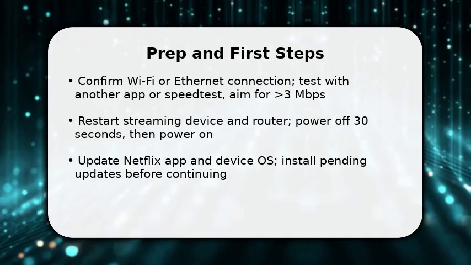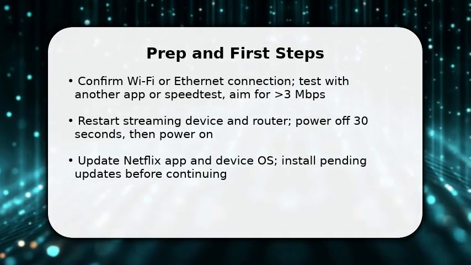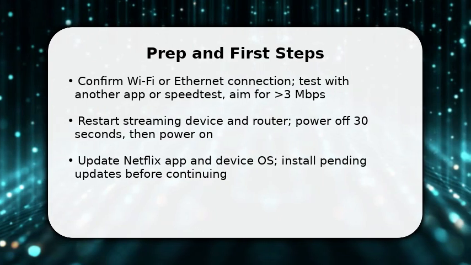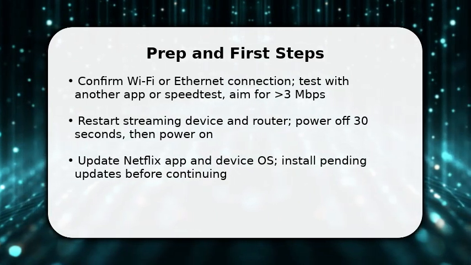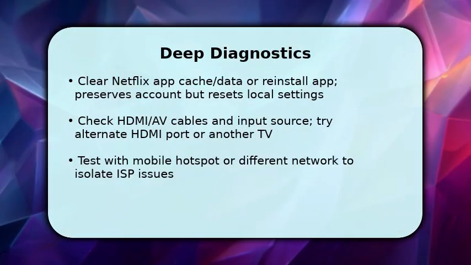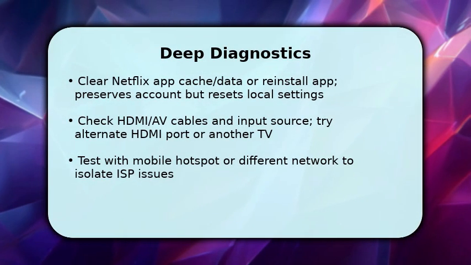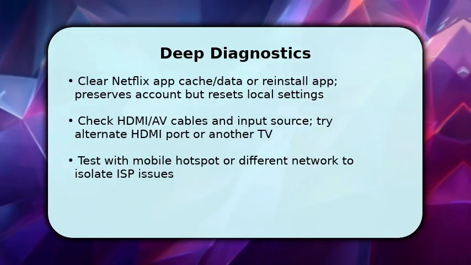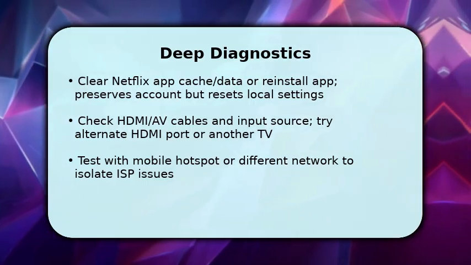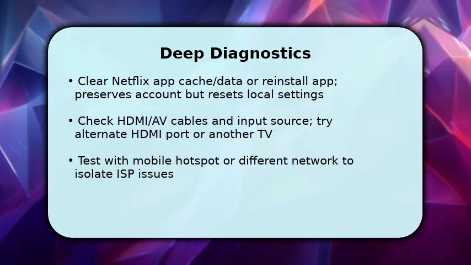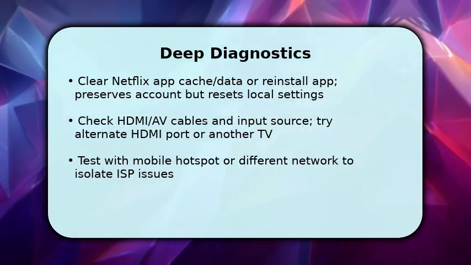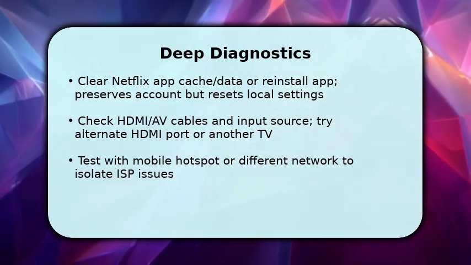If you're signed in on multiple devices, sign out everywhere and sign back into the one you're using to eliminate account session conflicts. Now dig deeper. Clear the Netflix app cache or app data, and if that fails, uninstall and reinstall the app to remove corrupted files. Next, inspect physical connections, swap HDMI ports or cables, and confirm the TV input matches.